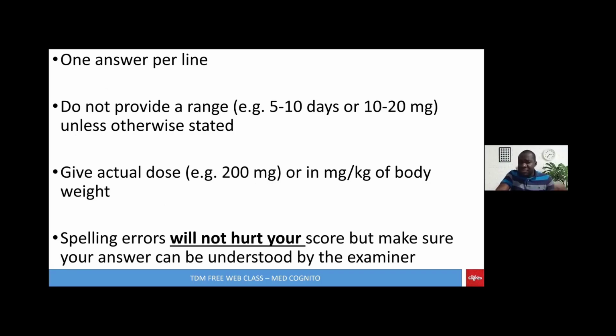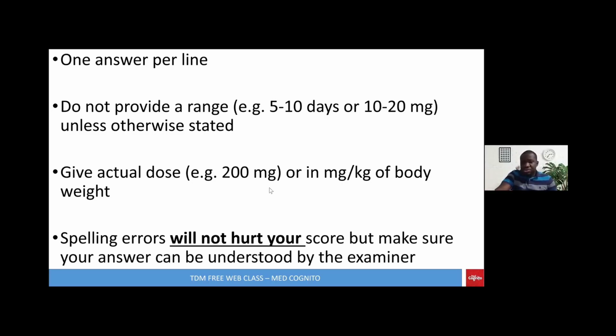And don't provide a range. If they're asking you for the dosage that you would want to give of a medication, don't say 10 to 20 milligrams, you lose marks. If you are saying 10 milligram, you write 10 milligram. If it's 20, you state 20. You don't give a range, all right? You could give the actual dose. If you know milligram per kilogram of body weight, you can also do that. If the answer is in a range, any dosage that you give in that acceptable range will be accepted.